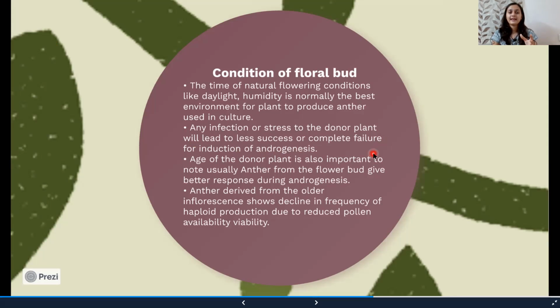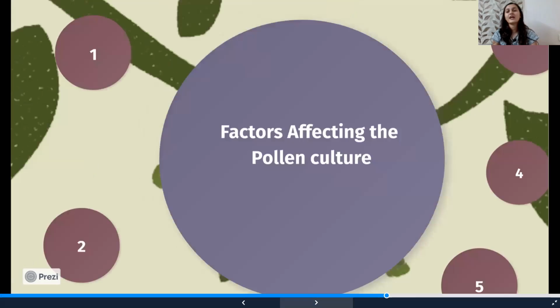So if the selected plant has stress or infection, it will not lead to formation of suitable plantlets. The age of the donor plant is an important factor. As I mentioned, the flower should be young enough. Anthers derived from an older inflorescence show a decline in the frequency of haploid production due to reduced pollen viability. They are less viable.